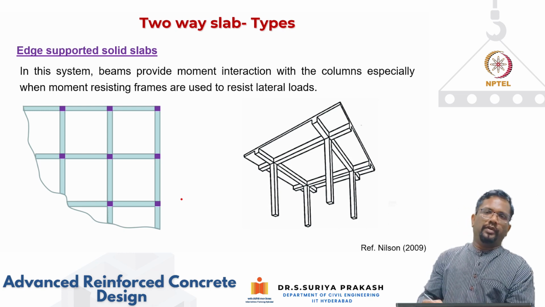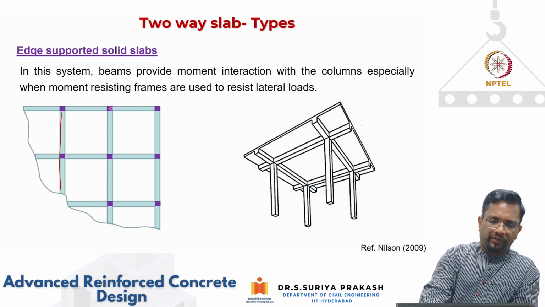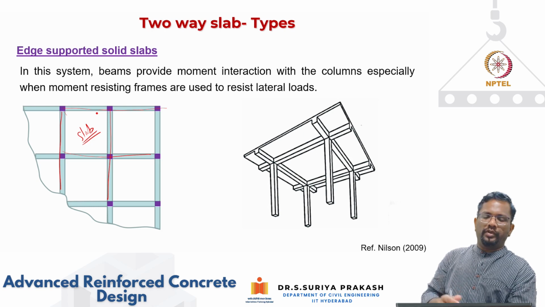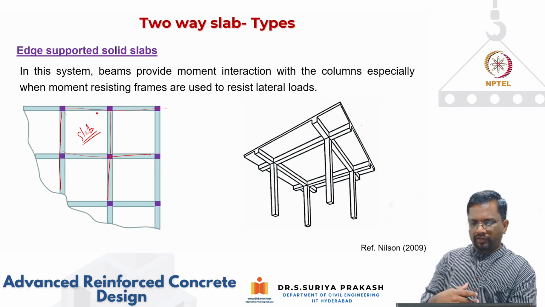You have slabs supported on beams like this in two directions. Okay, so you have beams which are running along the column lines, and the slab that you are going to design is going to be either two-way or one-way, depending upon the ratio of the longer length of the panel to the shorter length of the panel.